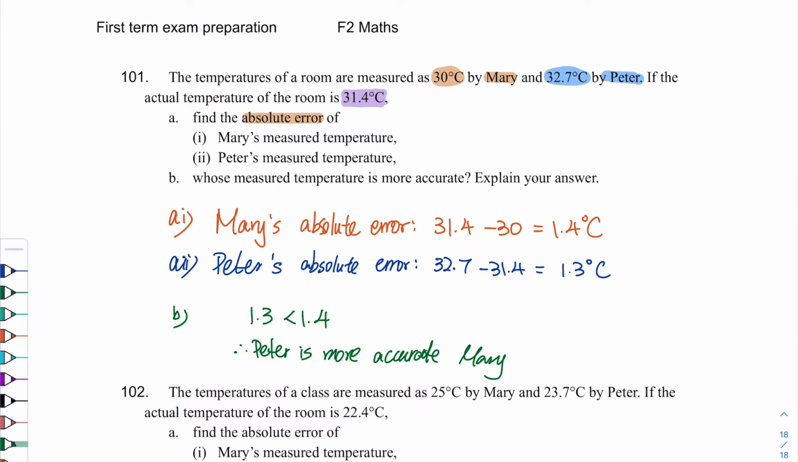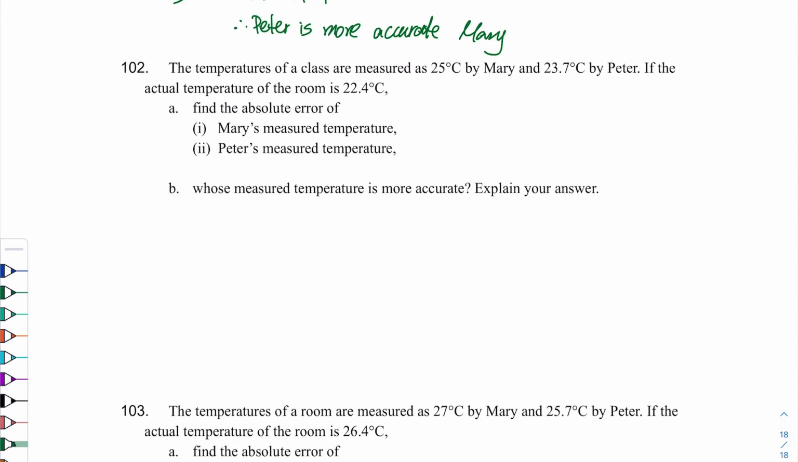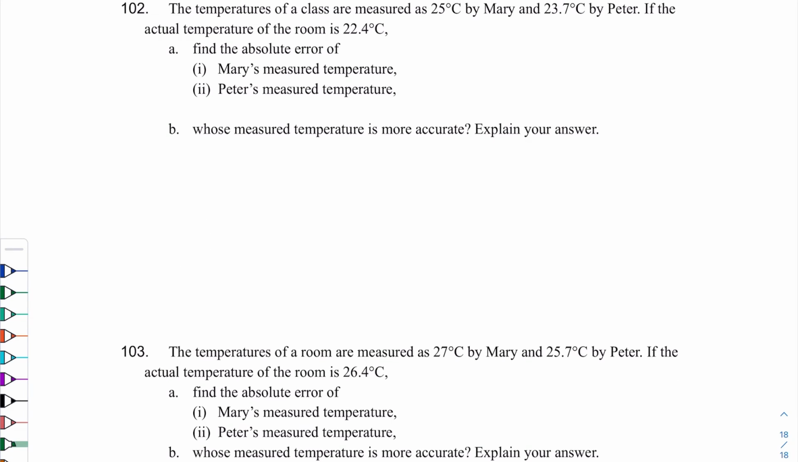Yes, of course. We are here to try all the questions. Now this one. Let's do it slowly. The measured by Mary is 25 degrees. The measured by Peter is this, but the actual one is this. So what's the absolute error of Mary? The bigger number is 25 minus the actual one, 22.4, which is 2.6 degrees. Don't forget the degree.